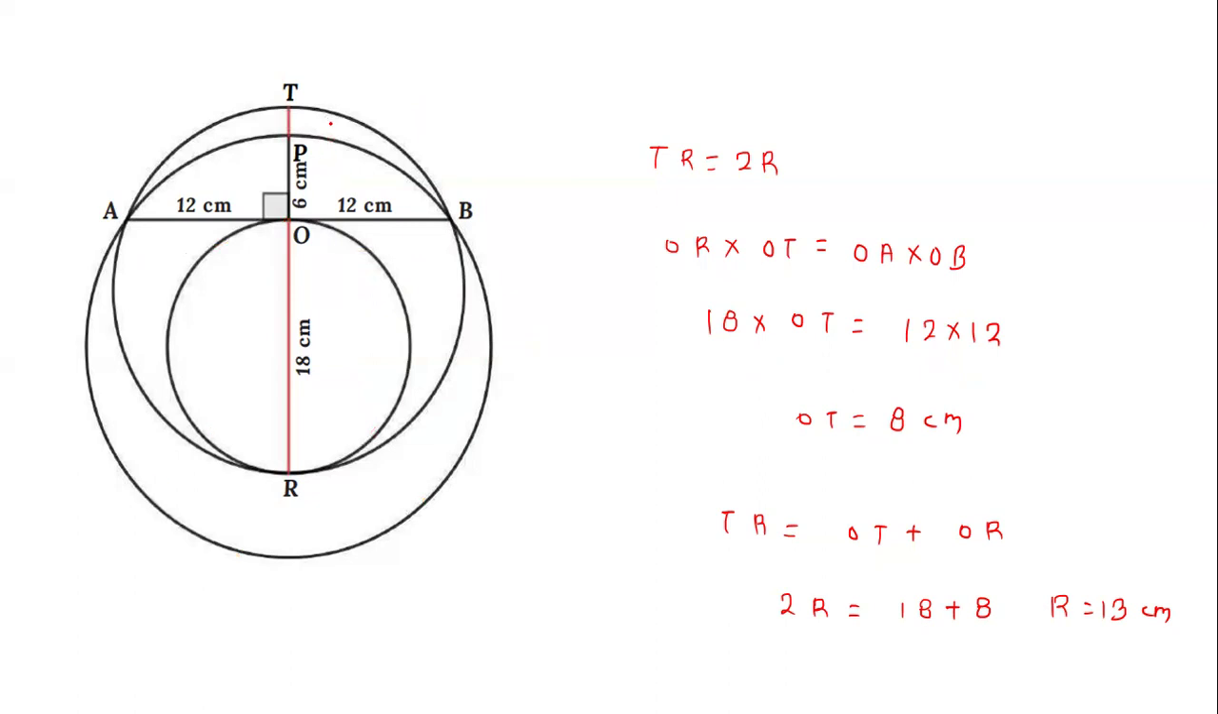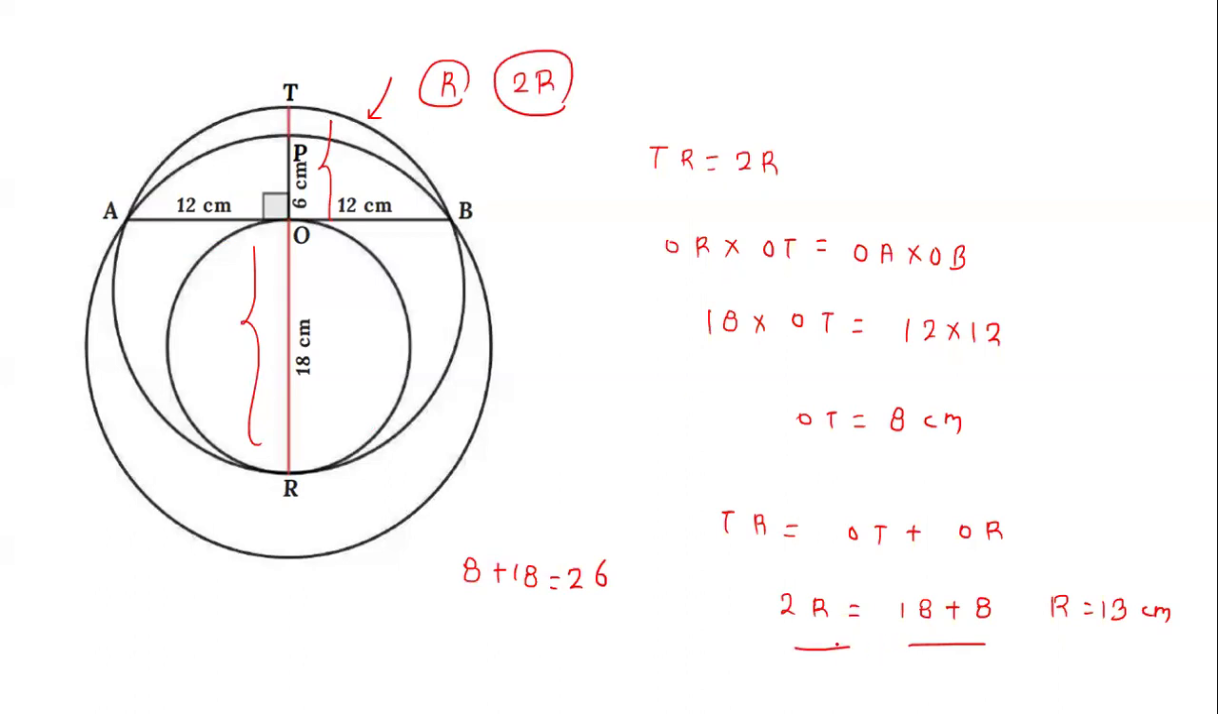Now you know this OT and this OR. So 8 plus 18, this total is 26, which is the diameter of this circle. This circle's radius is capital R, so this circle's diameter is 2 times R. So this 26 is equal to 2 times capital R. And from here you can get the capital R value as 13 centimeter.